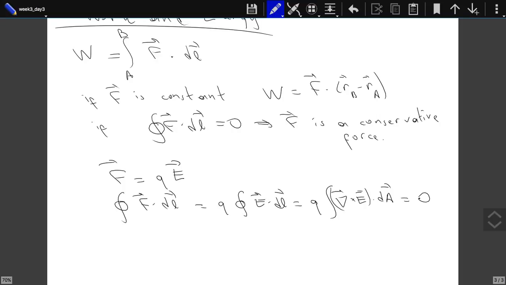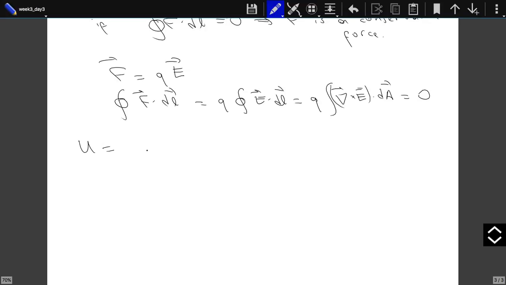Just like when I lift this thing up, I am storing potential energy in my gravitational potential energy. If I bring charges from infinity, or if I move charges from one point to another point, I will be storing some potential energy in my system. And how we define the potential for a conservative force: U at the point R is defined from some reference point, which we denoted by O, up to the point R.